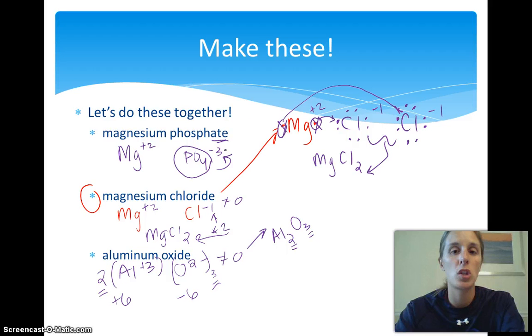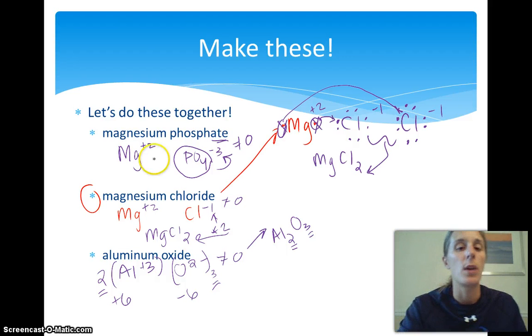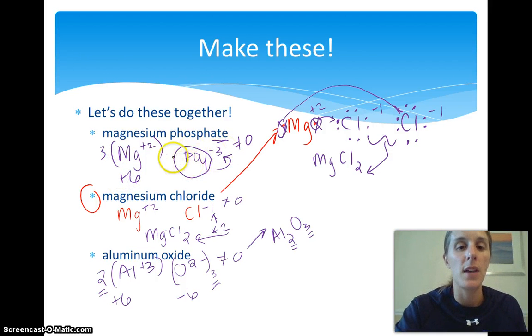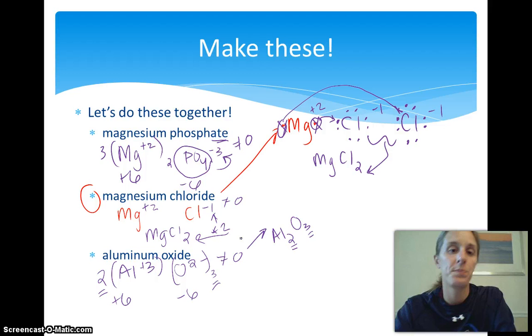So again, because 2 and 3 added together does not equal 0, we need to use the least common factor idea again. And because these ions are the exact same as the example we just did, we know that we need to go ahead and get to 6. So if I take my magnesium and multiply it by 3, that gets me to +6. If I take my phosphate and multiply it by 2, that gets me to -6. And +6 and -6 does equal 0.